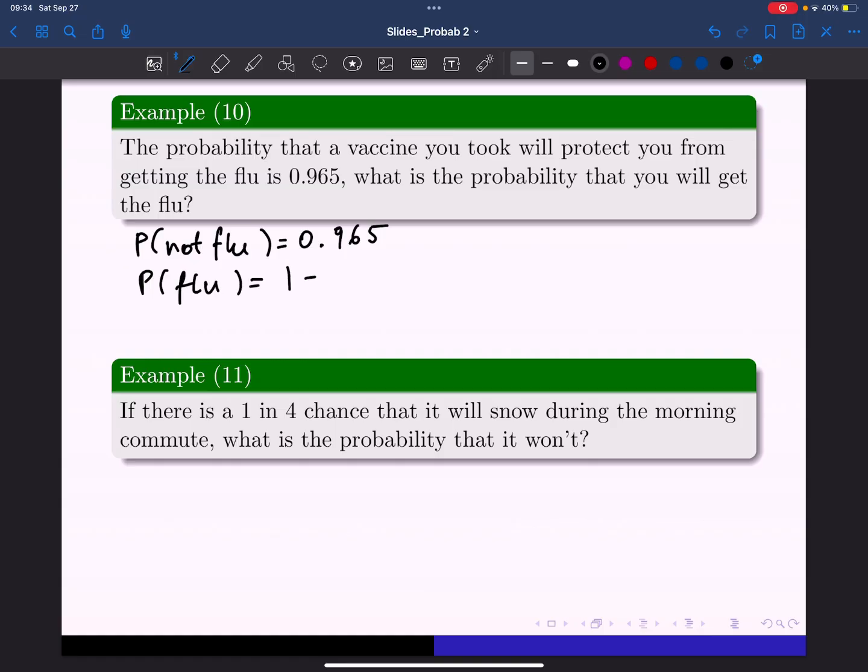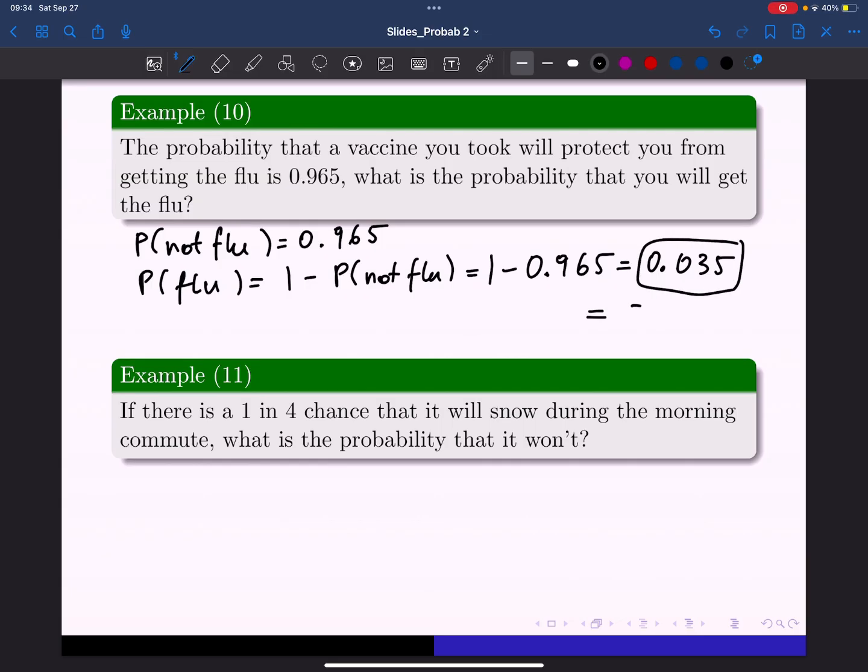It would be 1 minus the opposite event, probability of not flu. So this would be 1 minus 0.965. In that case, if we subtract this, we would have 0.035. So this is the probability. If we change it to percentage, it is 3.5%. That is the probability of getting the flu if you have the vaccine, of course, right? So this is called complement event.